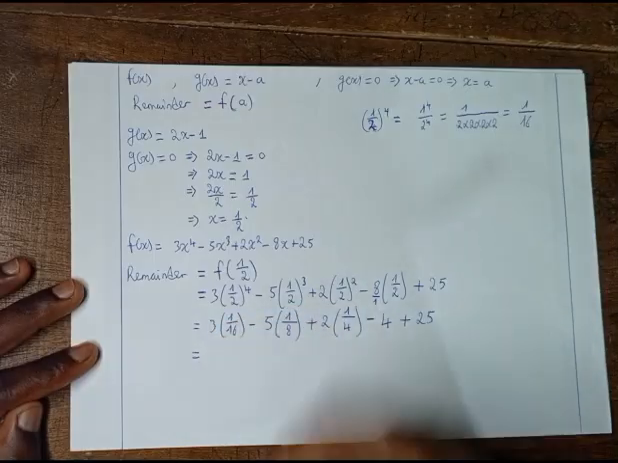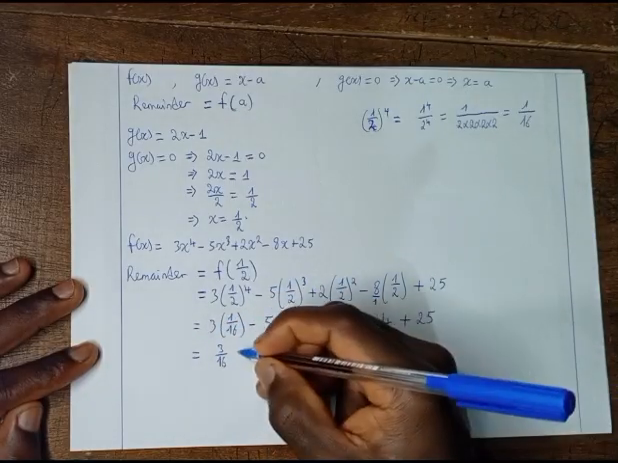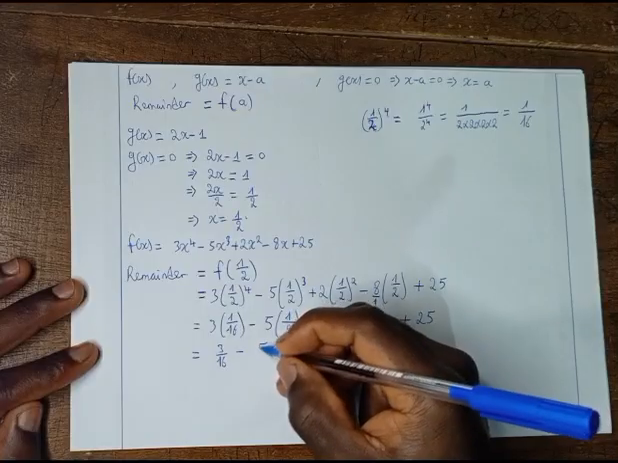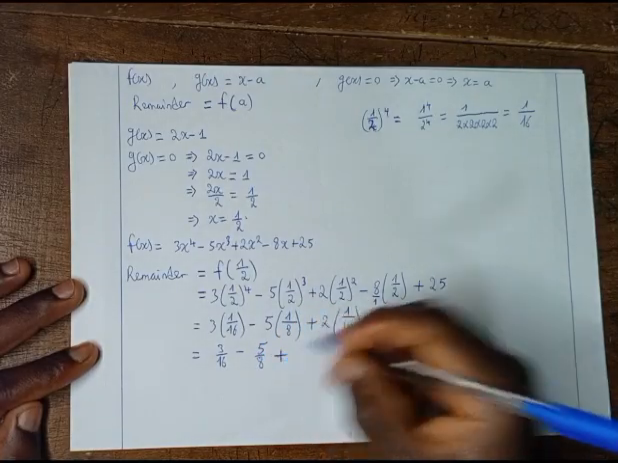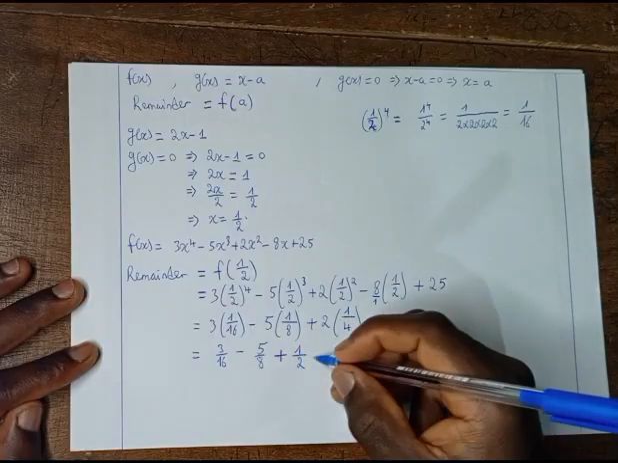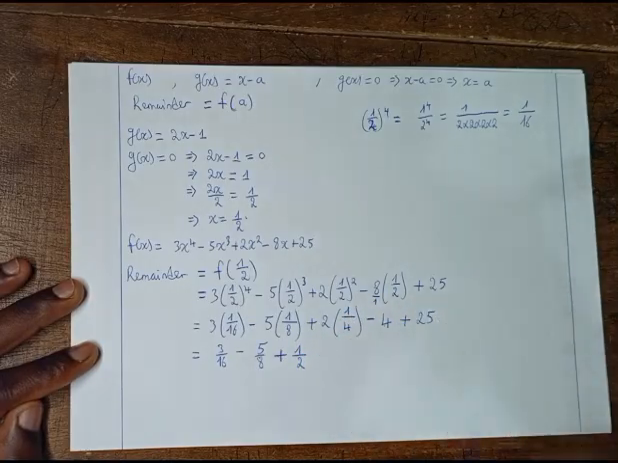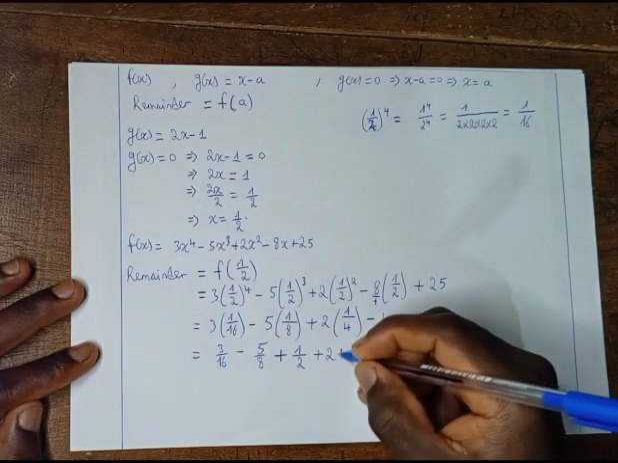This will simply be equal to 3 times 1 over 16 will give us 3 over 16 minus 5 times 1, 8 will give us 5 over 8 plus 2 times 1 quarter will give us 1 over 2, a half. Negative 4 plus 25 will give us plus 21.